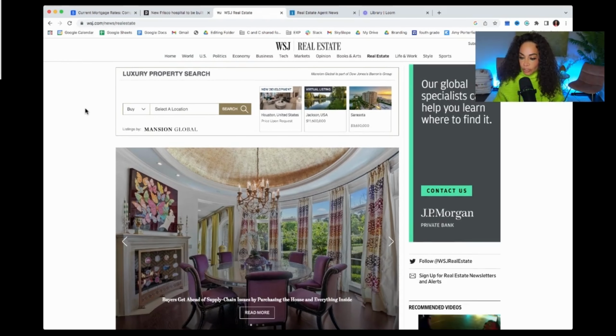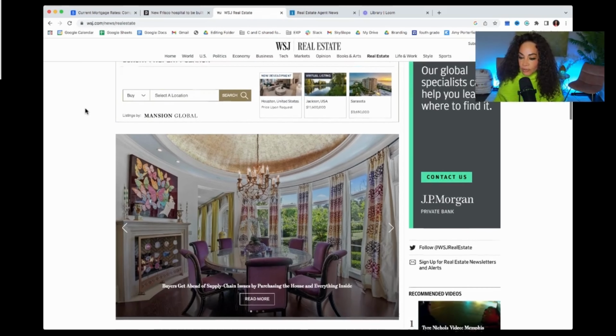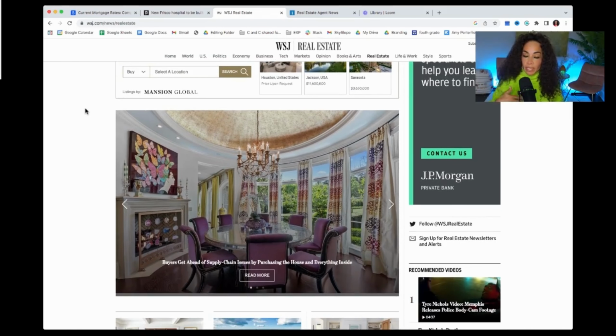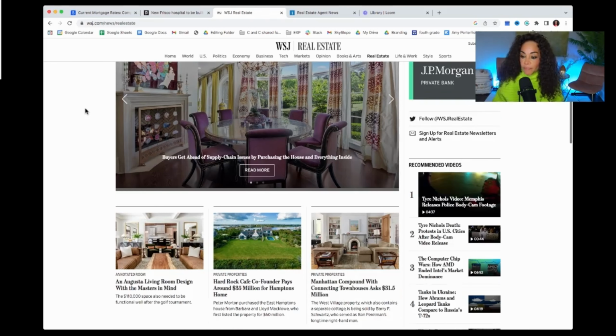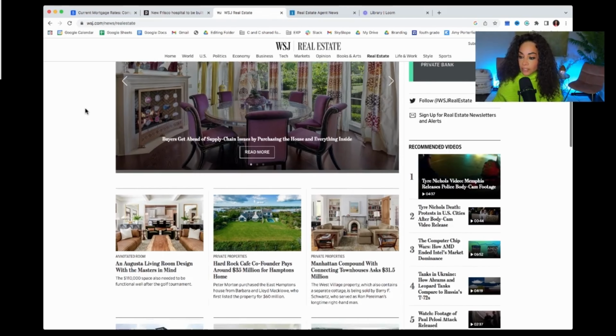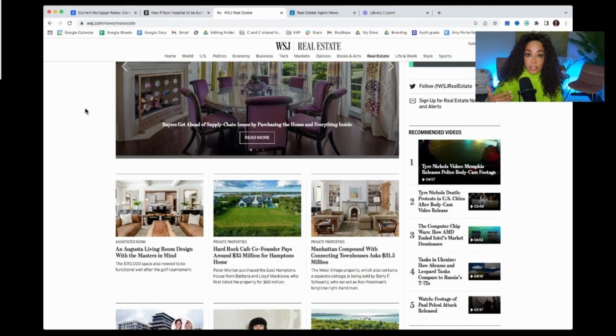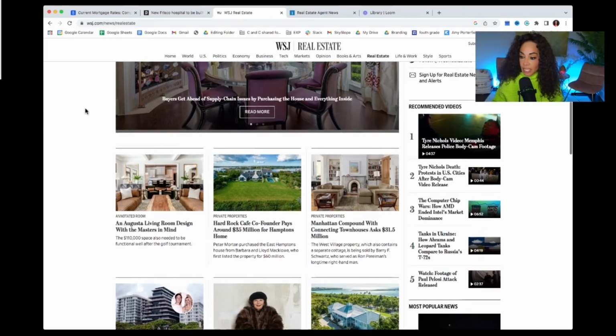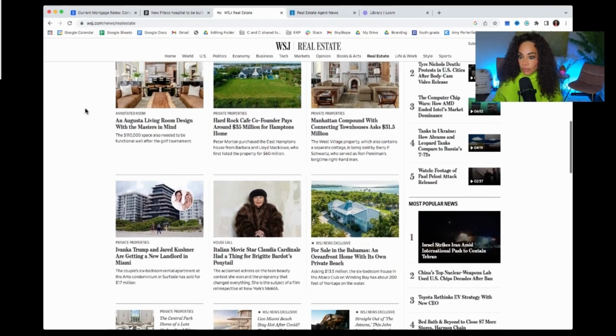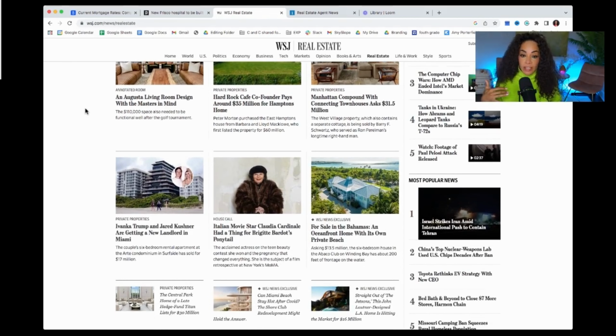The Wall Street Journal on real estate, I like to scroll through this as just one of the many different websites that I scroll through and just get some various information on. I work with a lot of luxury clients, so the Wall Street Journal focuses towards my ideal client. So make sure that as you're doing your research, you have your ideal client in mind as you are scrolling through.